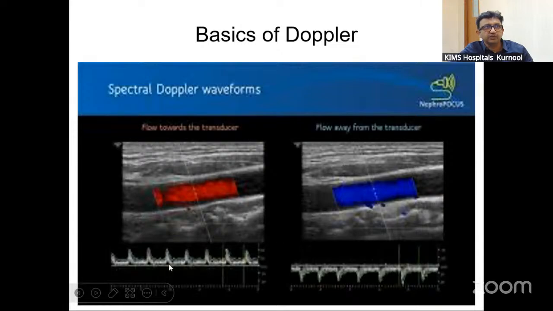And when you do the Doppler here, the waveform, the positive is above zero, this is the zero line. Above zero is the blood that is flowing towards our probe. The blood flowing away plots as a negative graph.